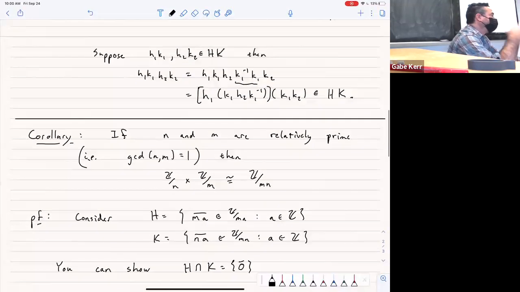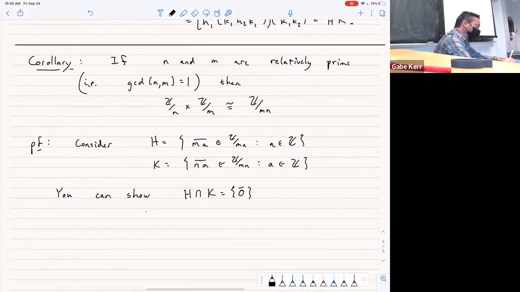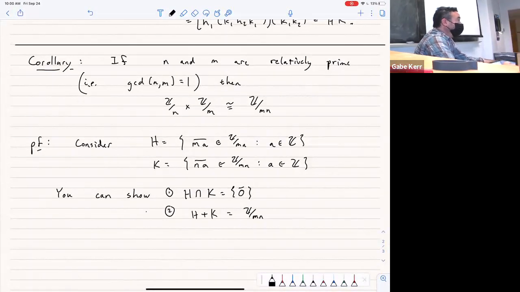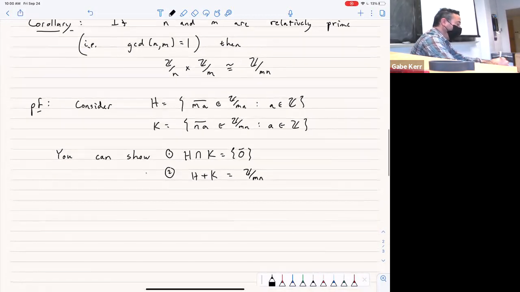So you can show this, and this is part 1 of that proposition. And then also you can show HK. So you can show this, you can show HK, and here you would write H plus K because the operation is addition. This is equal to all of Z mod n. And the reason for that is Bézout's, because they're relatively prime. So there is some A and B so that AM plus BN equals 1. That's that theorem we had.